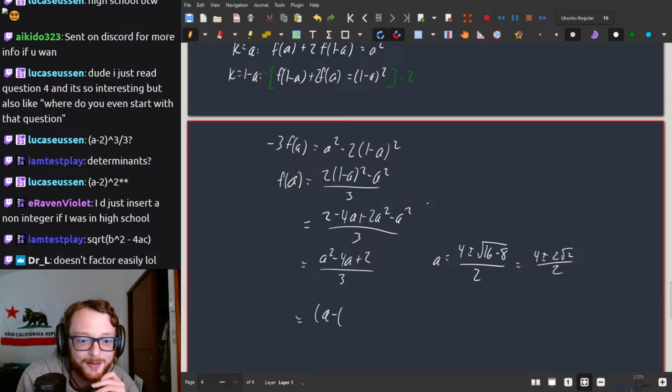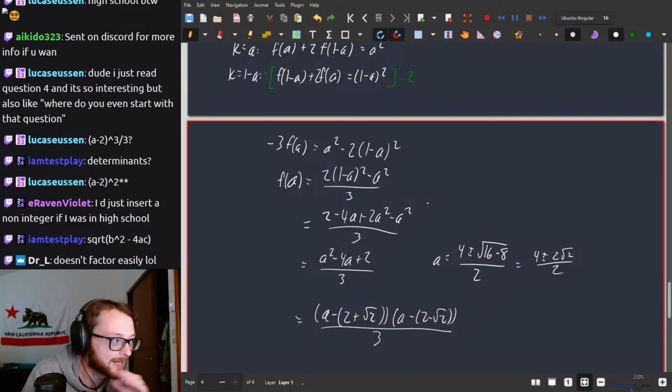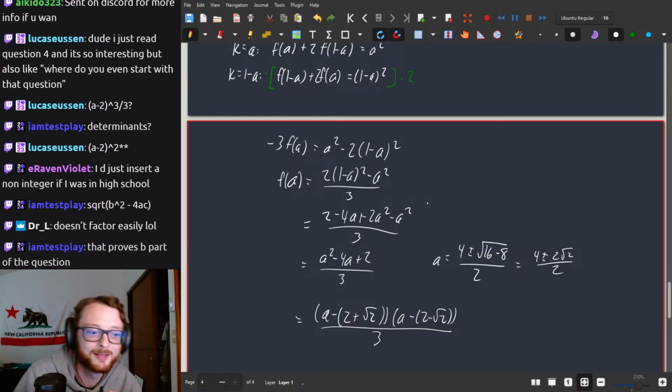2 plus root 2. A plus, no. A minus, 2 minus root 2, over 3. That's not an integer. I would bet money on that.